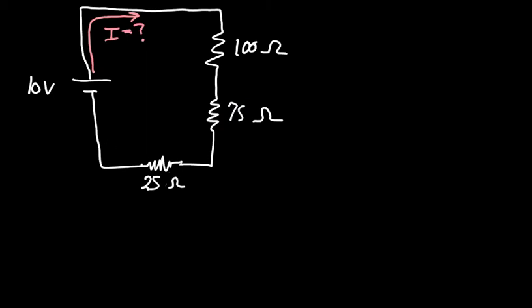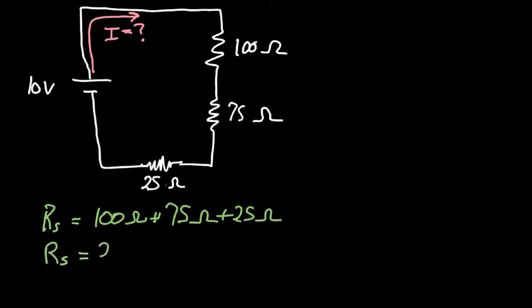So let's put this into practice then. I have this circuit with 3 resistors. They are in series, I can tell, because our current goes through one resistor, and then through the next resistor, and then through the next resistor. There's no splitting of the current here. That's a series circuit. So we start by figuring out the equivalent resistance for this series circuit. That's RS, and that's going to be equal to R1 plus R2 plus R3. So that's 100 ohms plus 75 ohms plus 25 ohms. And so our equivalent resistance is just going to be 200 ohms.